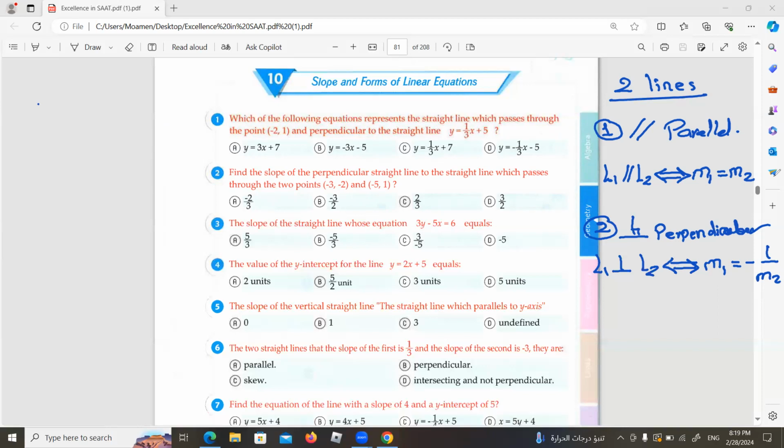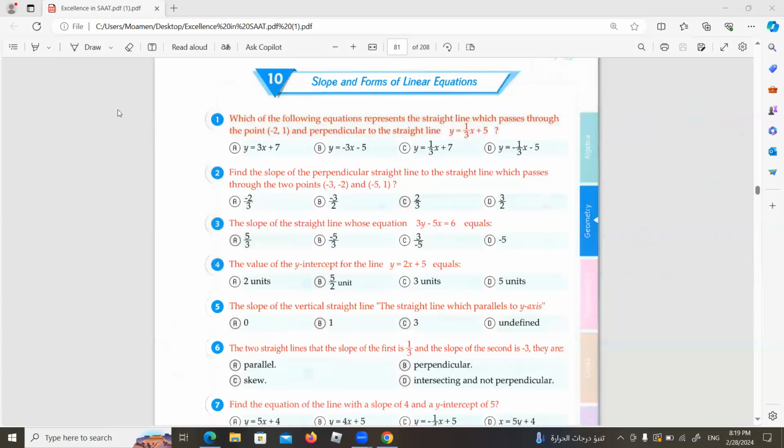Let's start our problems directly, and we'll go by examples to know everything about this topic. Okay, let's start with the first problem. Which of the following equations represents a straight line which passes through the point (-2, 1) and is perpendicular to the straight line y = 1/3 x + 5? So pay attention with me.